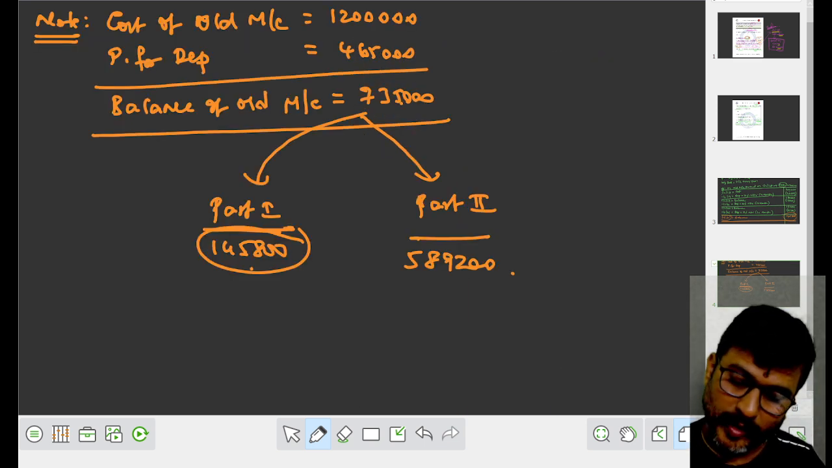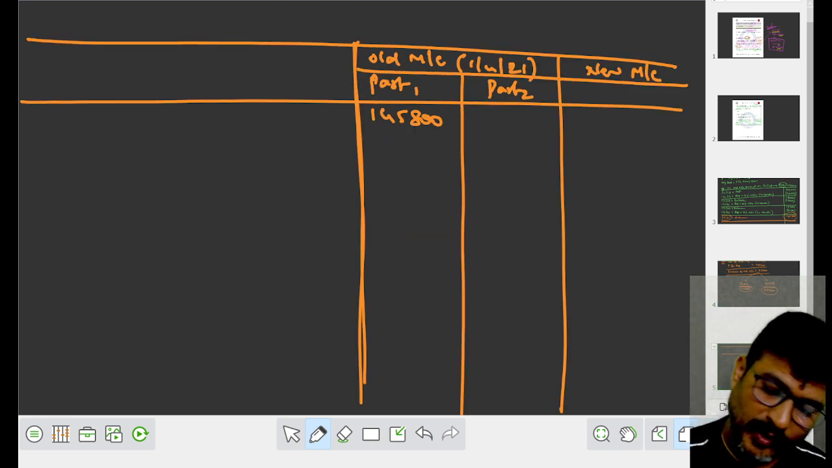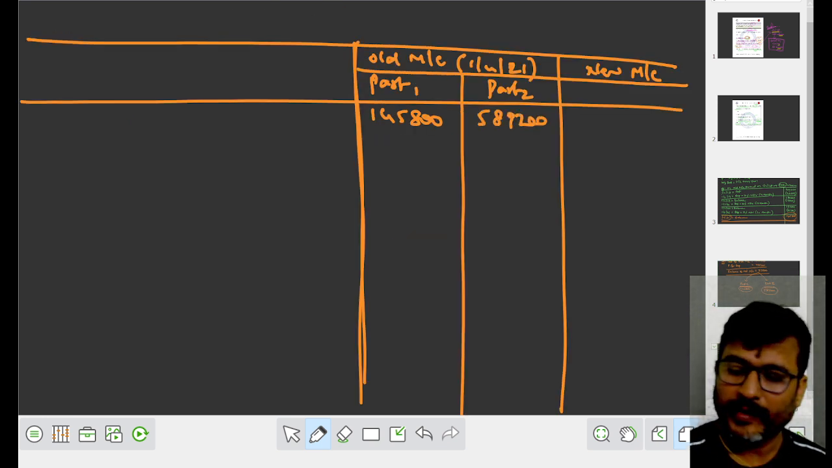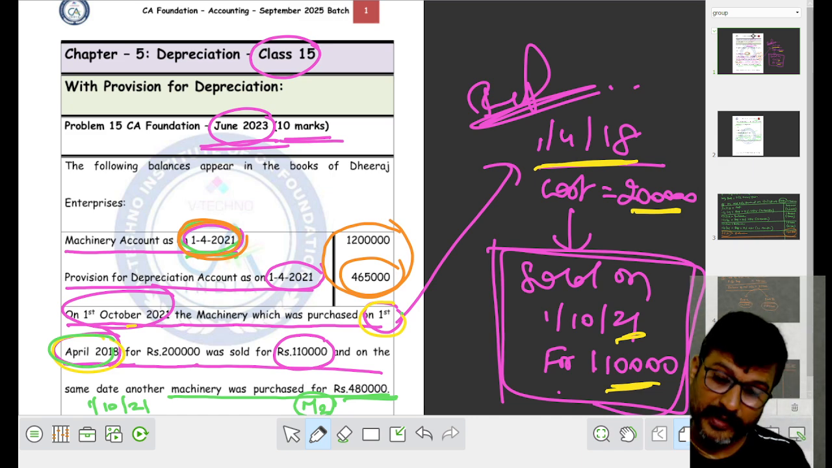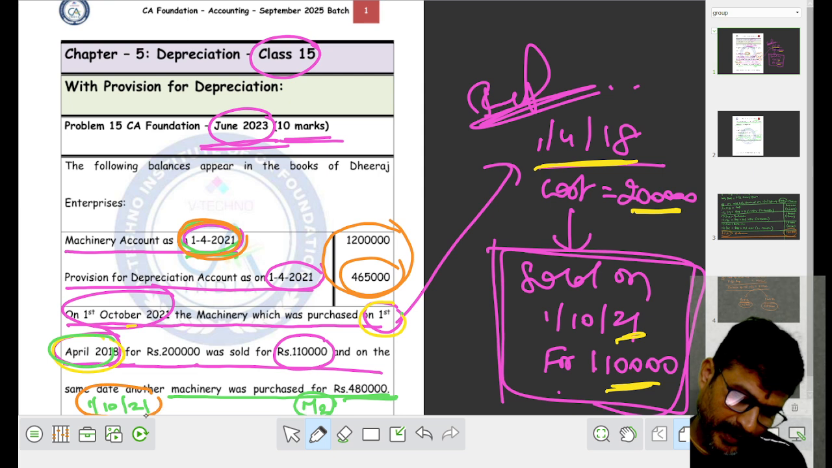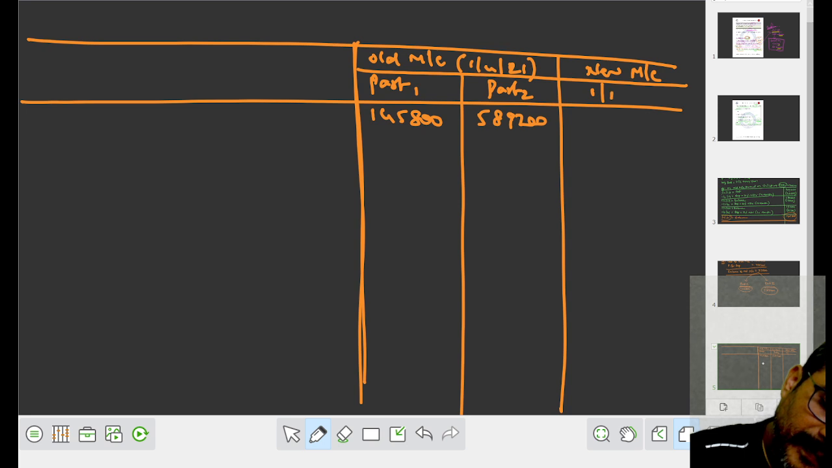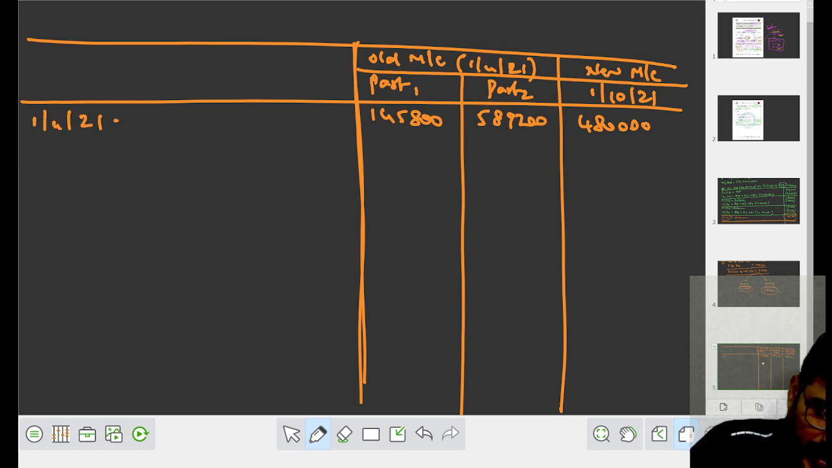What is the part 2 old machinery balance? 5,89,200. Okay. When is the new machinery purchased? On October 21, new machinery is purchased for 4,80,000. Now I write on 1st April 21 as a balance.